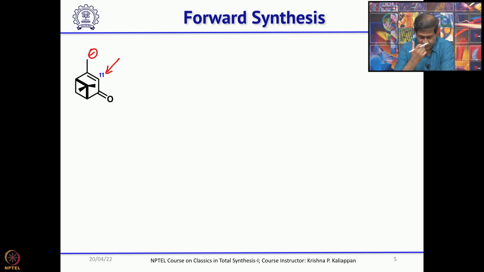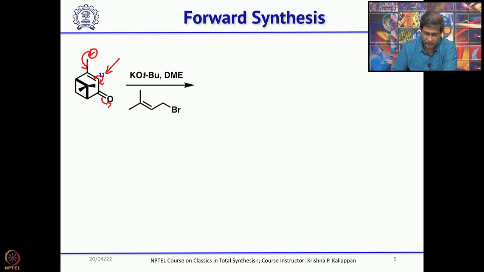Okay, so when you generate the anion, it will be in the form of a dienolate. It will come all the way here, and then you will get the dienolate. However, when you quench that with any electrophile, the electrophile will go to the alpha carbon, followed by the migration of the beta-gamma double bond to the alpha-beta double bond.